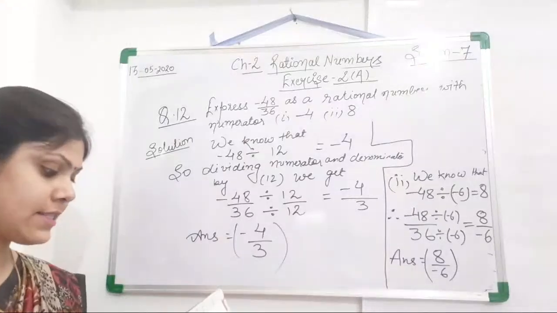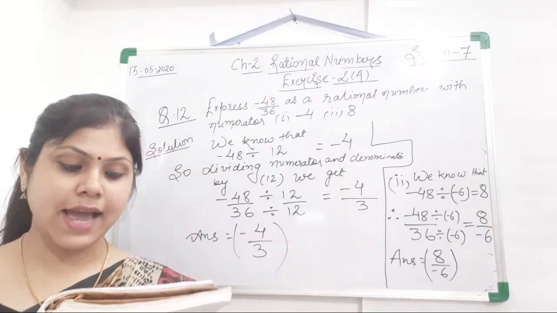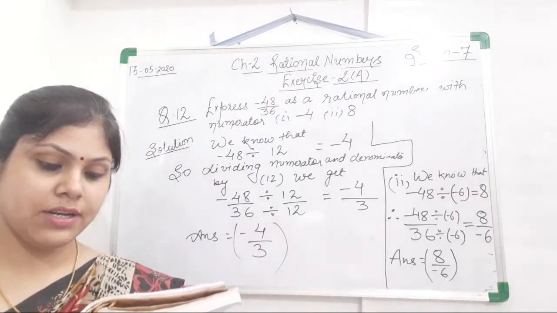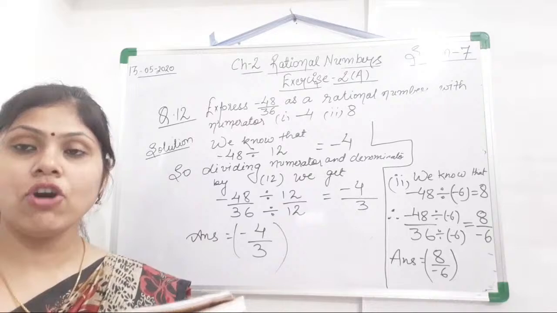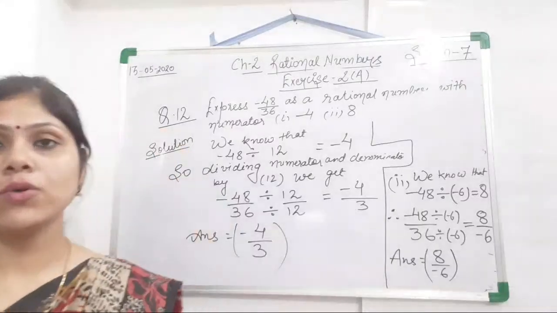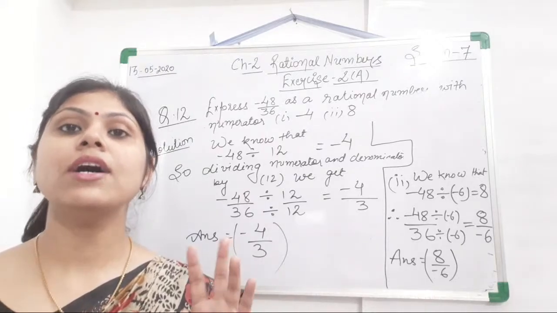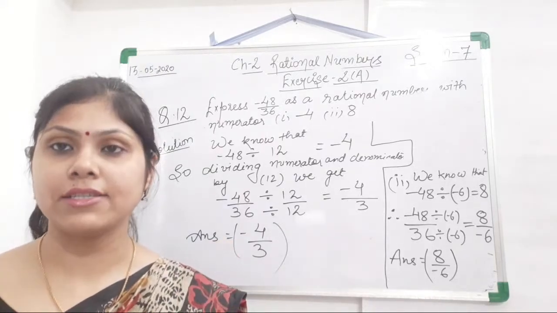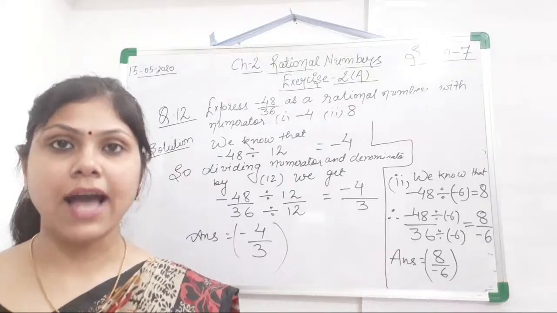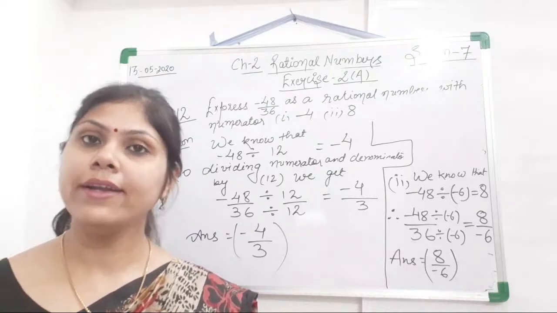Now, let us come to question number 14. Write each of the following rational numbers in standard form. In standard form, I told you that day only, in numerator and denominator, I gave you an example also. There we have to take out the HCF, that is the highest common factor, and whatever HCF comes, by that number we will divide the numerator and denominator, and you will get the required standard form.